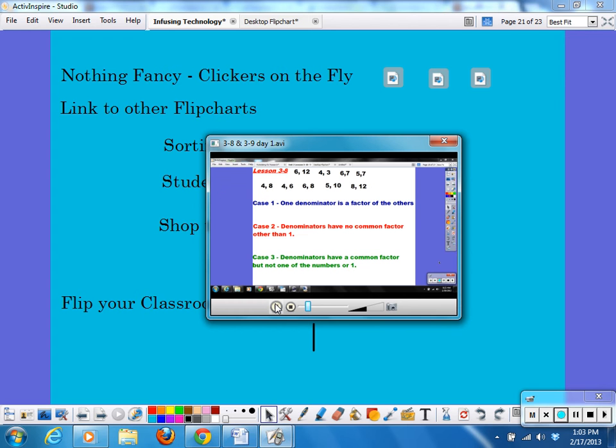Case 3, the denominators have a common factor, but it's not one of the two numbers, or it's not the number 1. And up here you can see I have some pairs. I'm going to have volunteers pick a pair and then drag it. Does that belong here if these were denominators? Does it belong here if these were denominators? Or does it belong here if these were denominators?